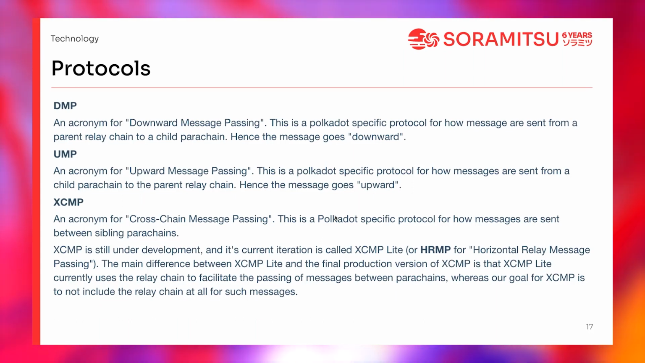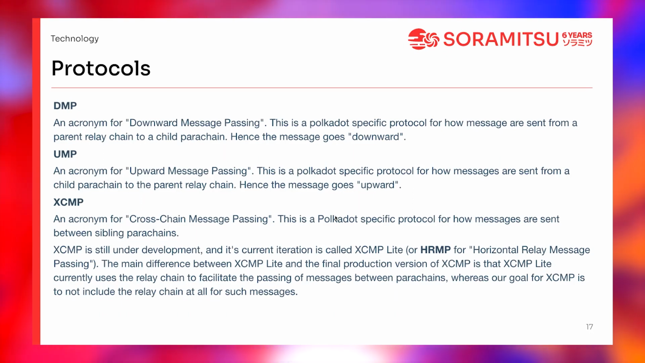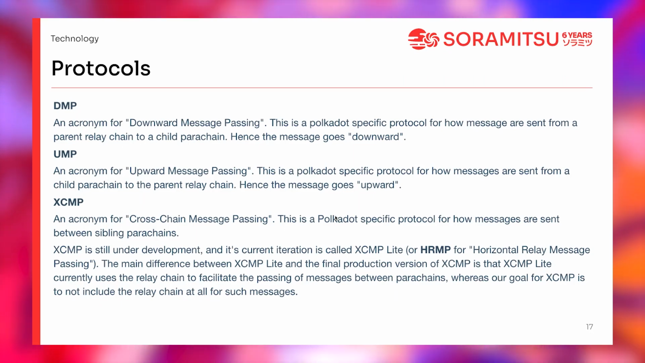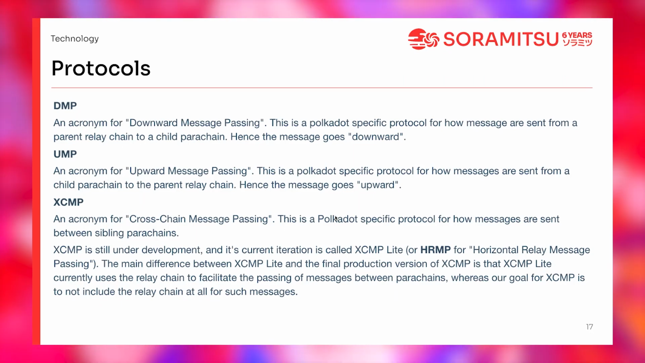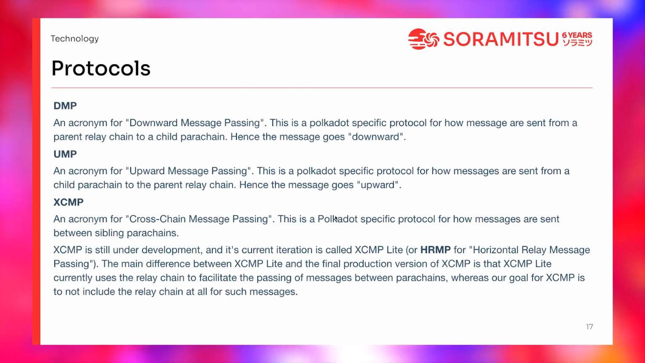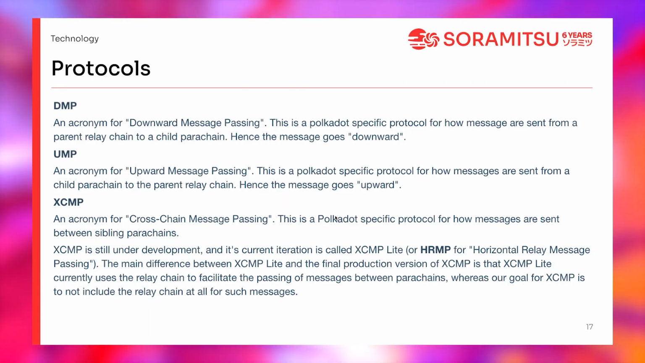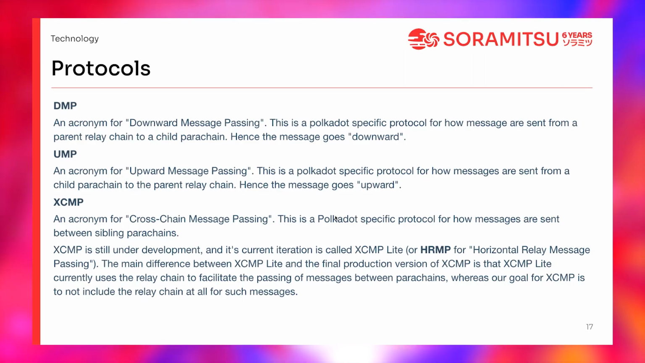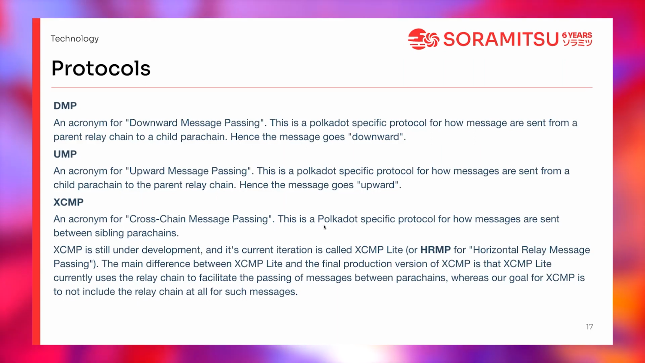So yeah, let's take a look at some terms. Starting with DMP, this is a protocol for how a message is sent from the parent relay chain to the child parachain. The opposite is UMP, the protocol for how a message is sent from a child parachain to the relay chain. And XCMP is the most interesting one, and in particular the one SORA is interested in. It's an acronym for cross-chain message passing. It's the specific protocol for how messages are sent between sibling parachains. So exactly what we're interested in.